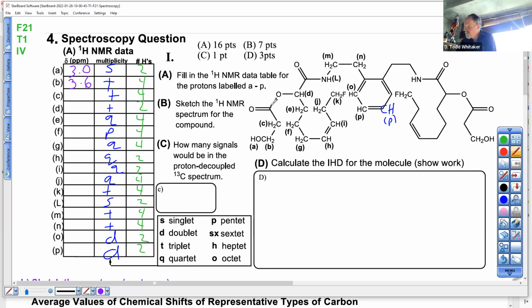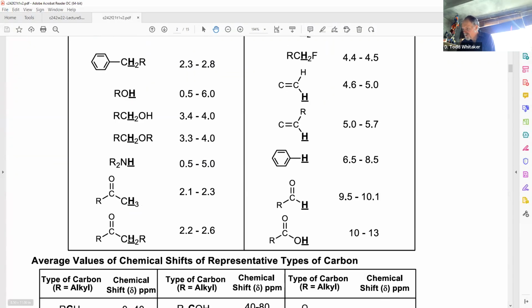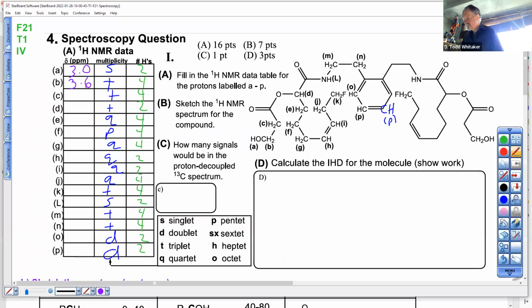C, alpha to a carbonyl. Alpha to a carbonyl. How about 2.4? How about that? D, also alpha to a carbonyl, but also part of an ester. Big asterisk for D. It's in 2 categories.